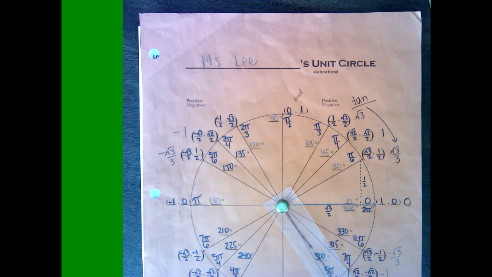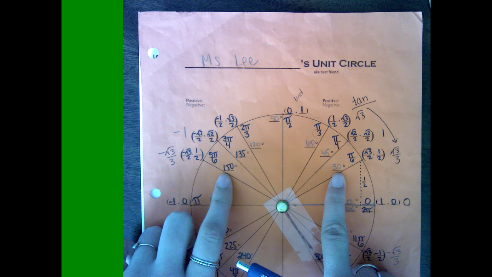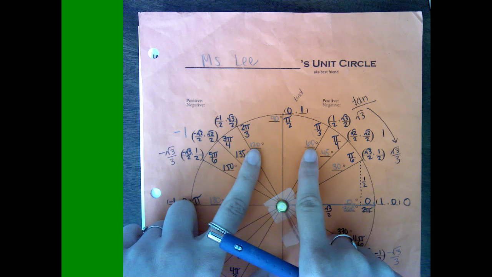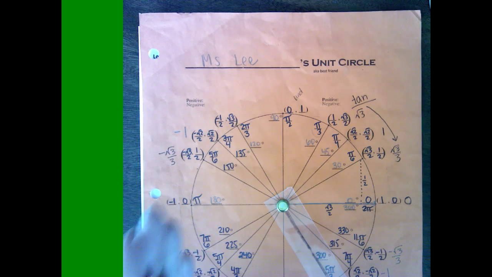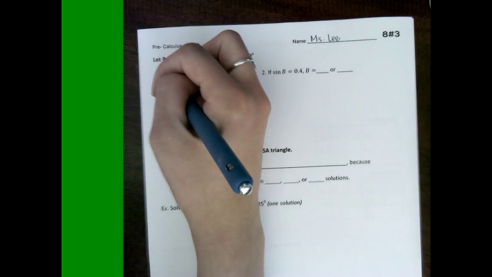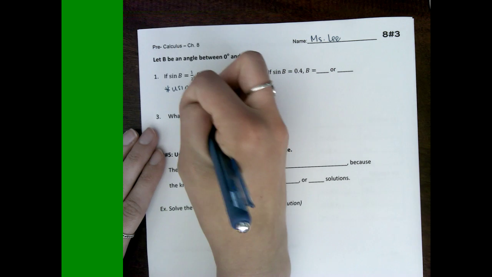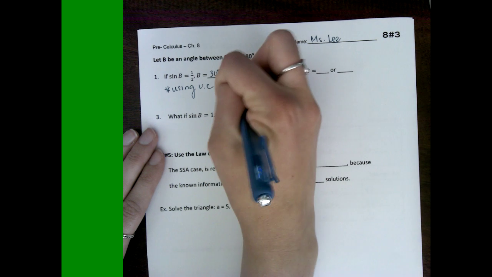I want you to notice something special about these pairs of angles, 30 degrees and 150 degrees. Those add up to 180. What about 45 and 135? Those add up to 180. 60 and 120, those add up to 180. So the pairs that you get will always add up to 180 degrees. Using the unit circle, we got that B is 30 degrees and 150 degrees.